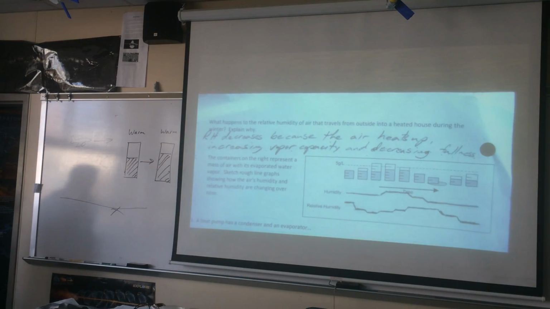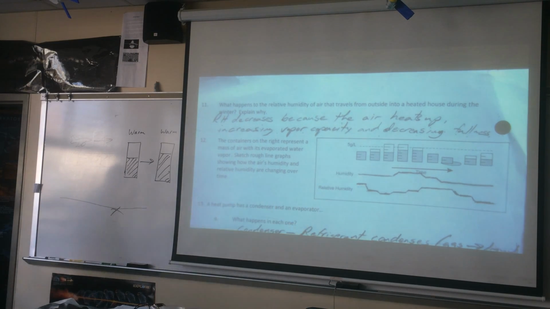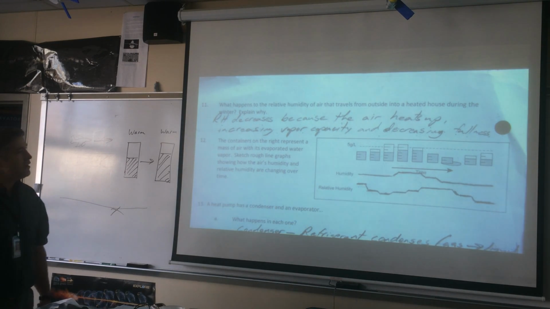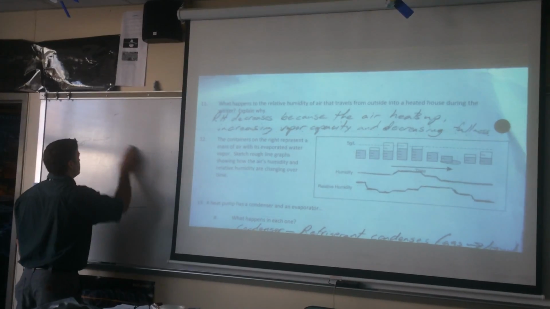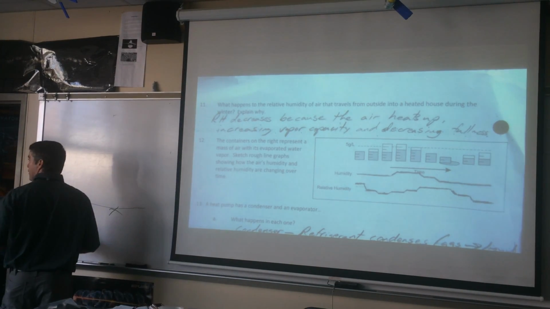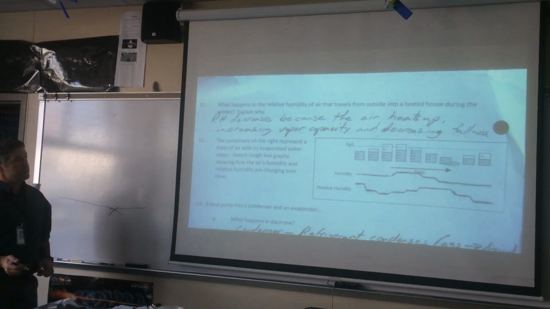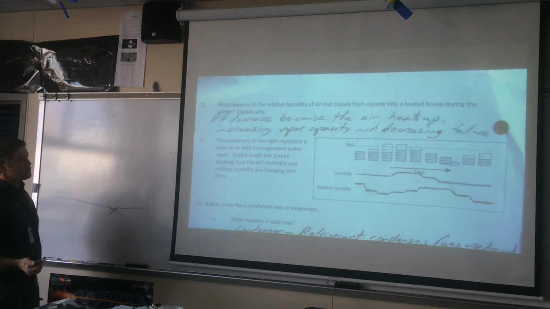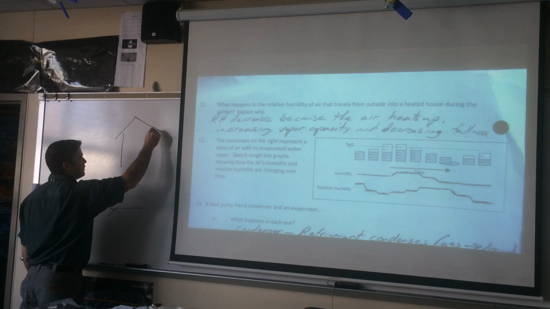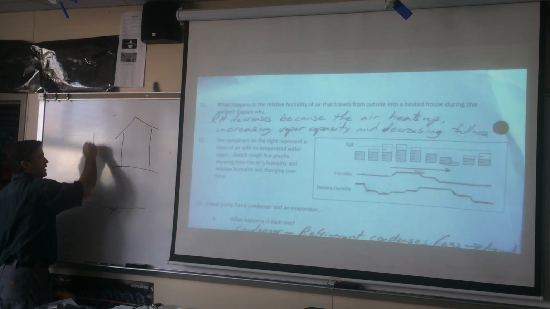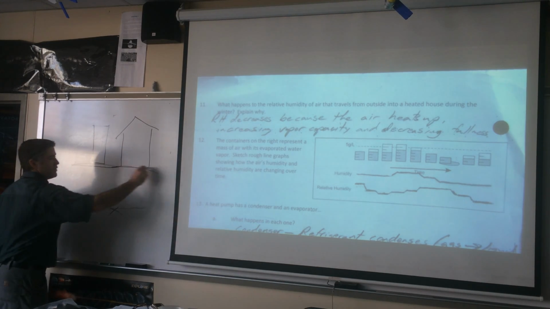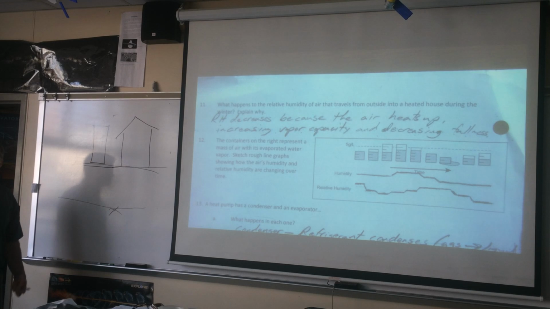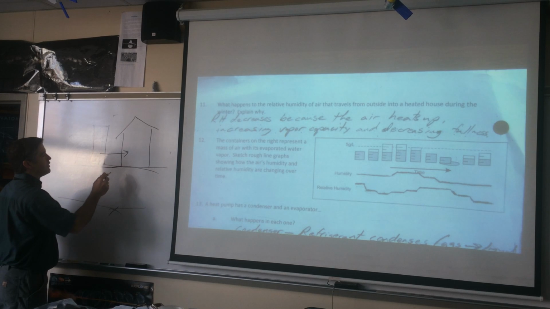So number 11, what happens to the relative humidity of air that travels from outside into a heated house during the winter? Explain why. Even now, even though it's so warm, it's still colder outside than it is inside. But when it gets really cold, this effect gets really strong. So here's the house. It's a really nice house. And this is the air outside the house. And the relative humidity out, I used to think, oh, it gets so dry in the winter. But it doesn't really get dry in the winter. It's just that when the air moves into the house, it gets dry.